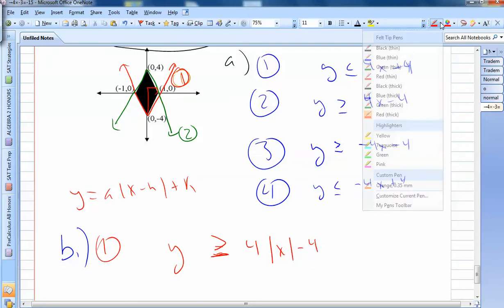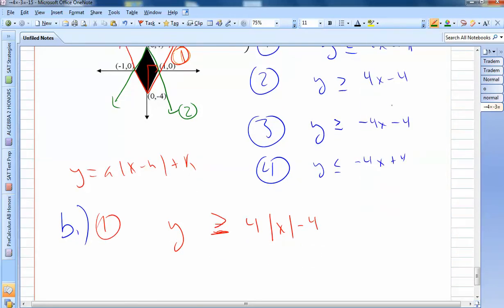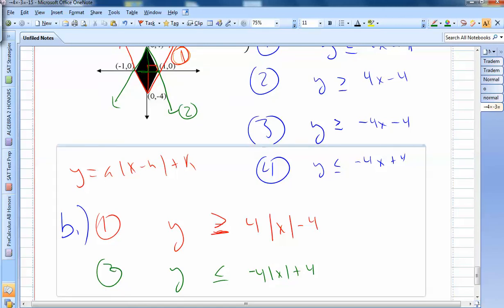For the green, for number 2, our vertex is 0, 4. So you still have 4 outside of x, but plus 4. Because remember h is 0, k is 4. And also it's going down 4 and then 1 on each side. So that's negative 4, and the shading is below it. So we got to say less than or equal to. So that completes the solution for the practice test.